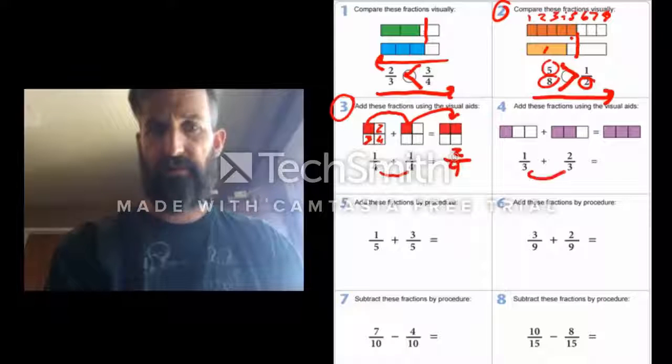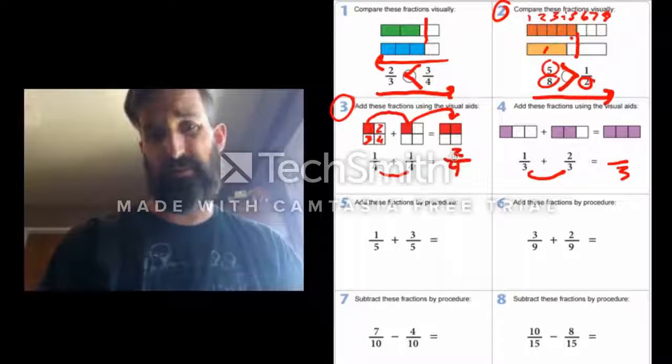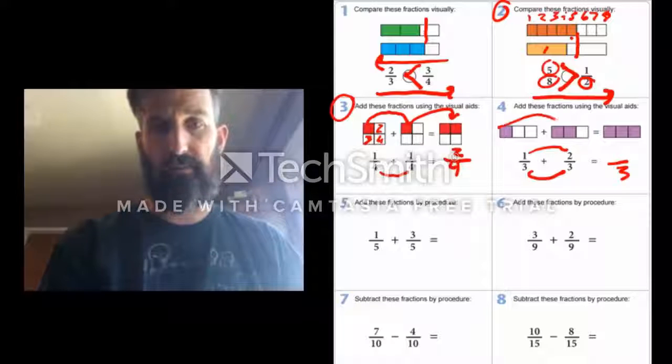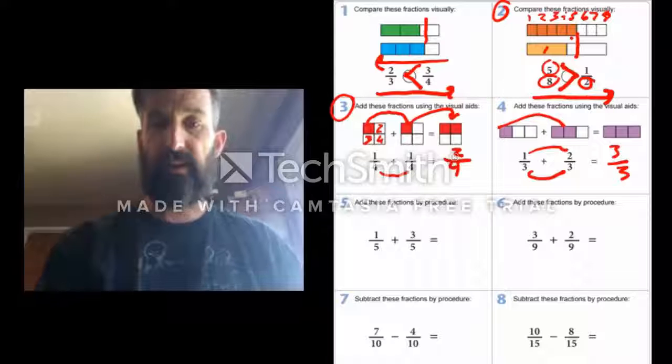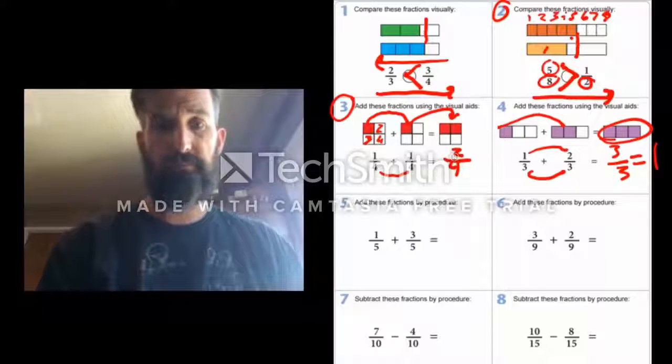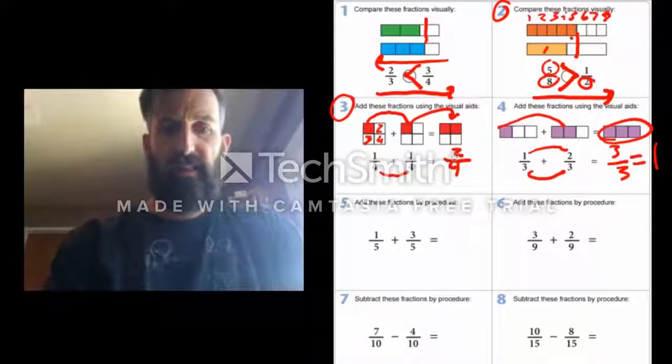So here I have 3 and 3, they're the same, so you have thirds and thirds. So I know I'm going to have thirds down here, but how many of those thirds am I going to have? All I add is the numerator. So I have 1 plus my 2, and 1 plus 2 is 3. So I have 3 of my thirds, which is the same thing as saying 1. I have 1 whole.